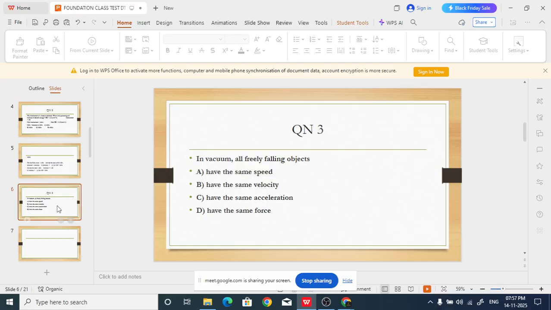Palak, can you read it? Yes, sir. In vacuum, all freely falling objects have the same speed, same velocity, same acceleration, same force. So we know all these 4 terms. Speed is a scalar quantity, velocity is a vector quantity, acceleration is the rate of change of speed, force is different. Force is the effect of this one.